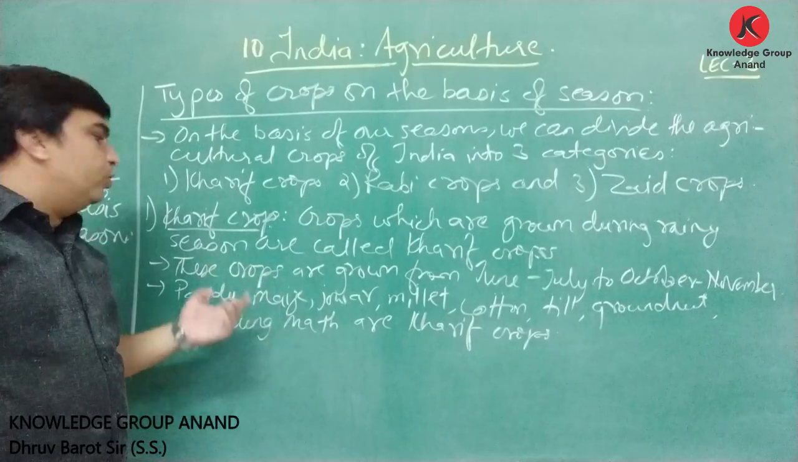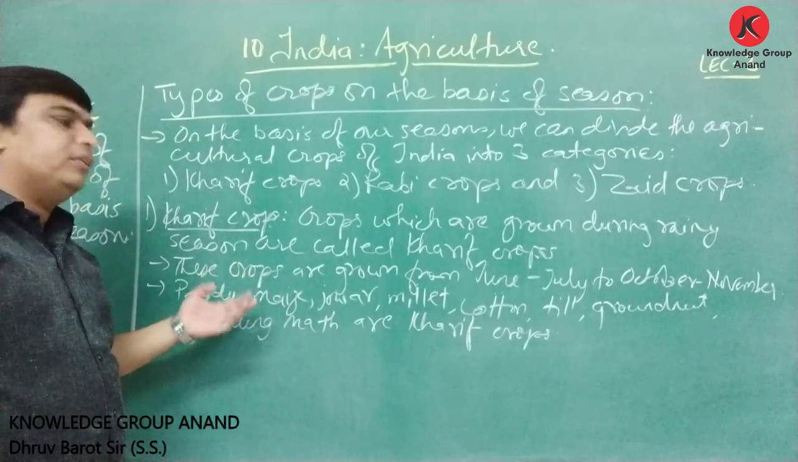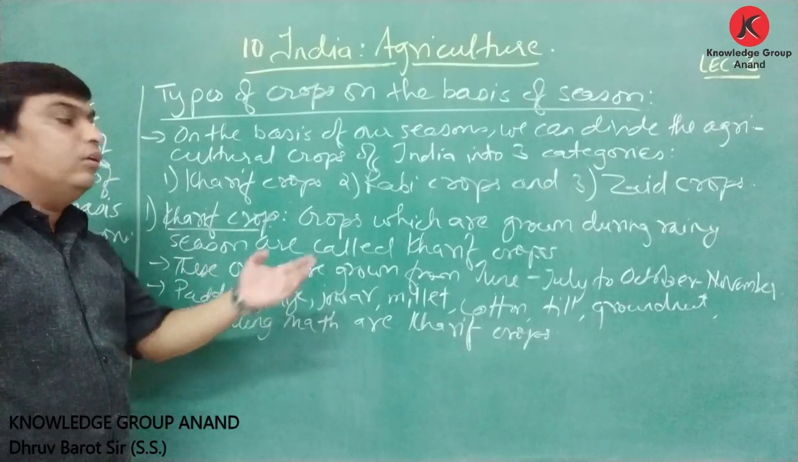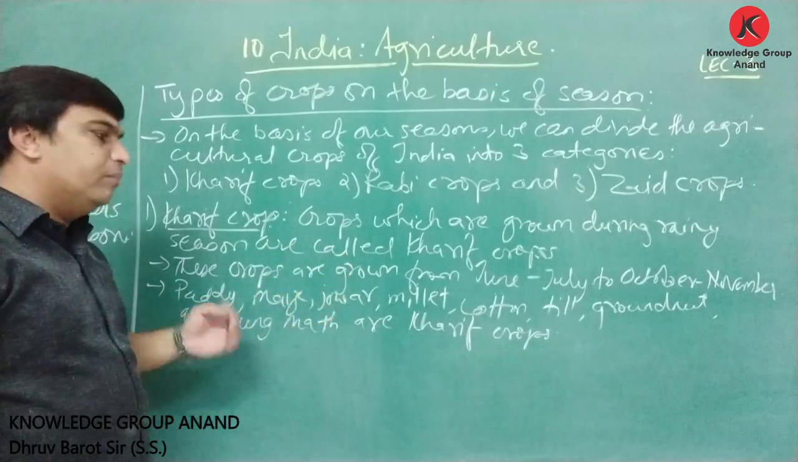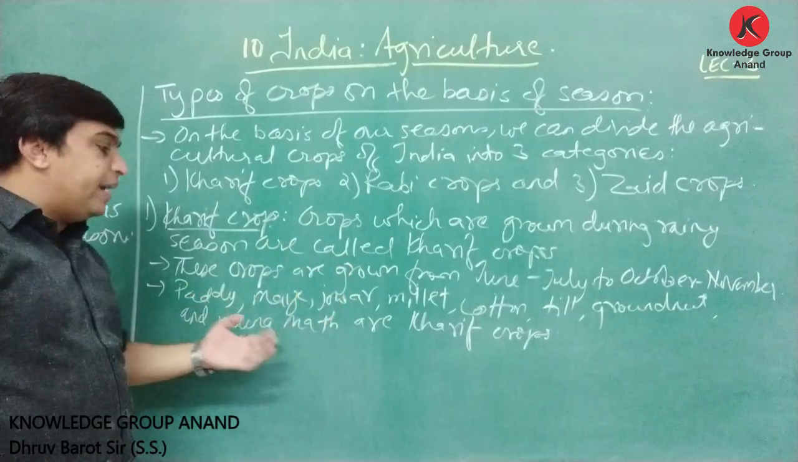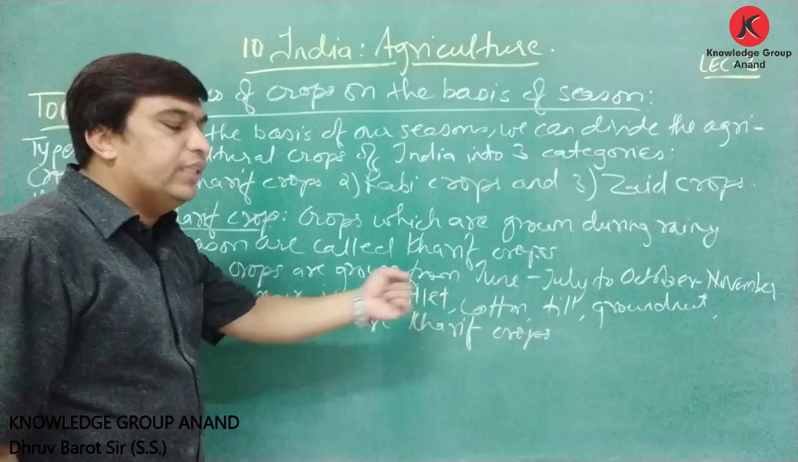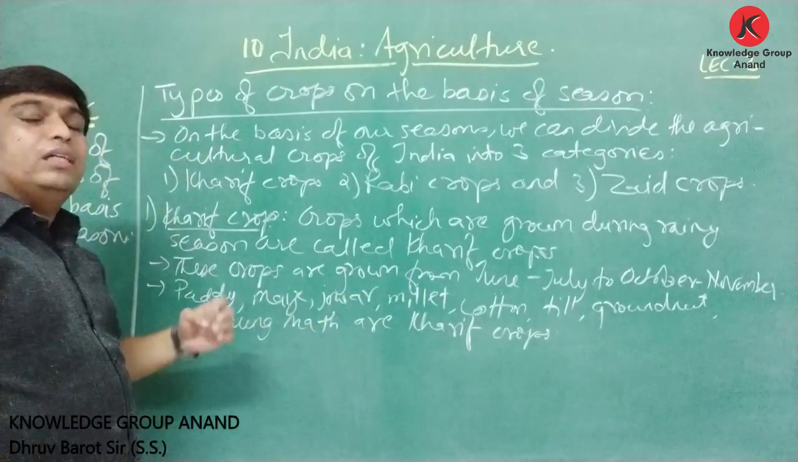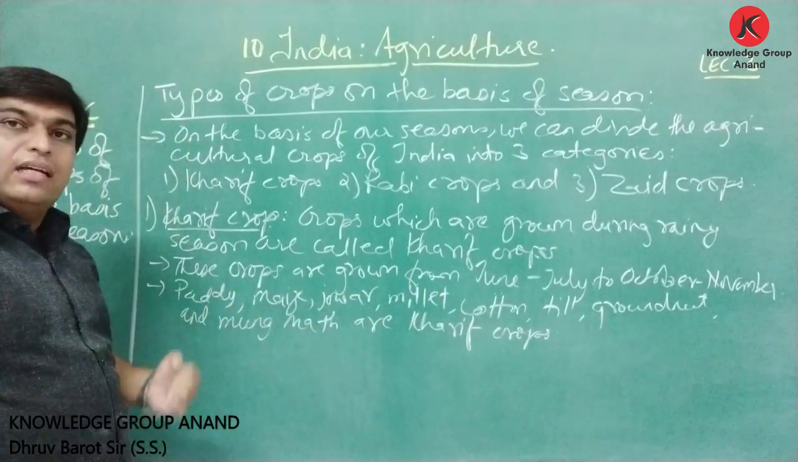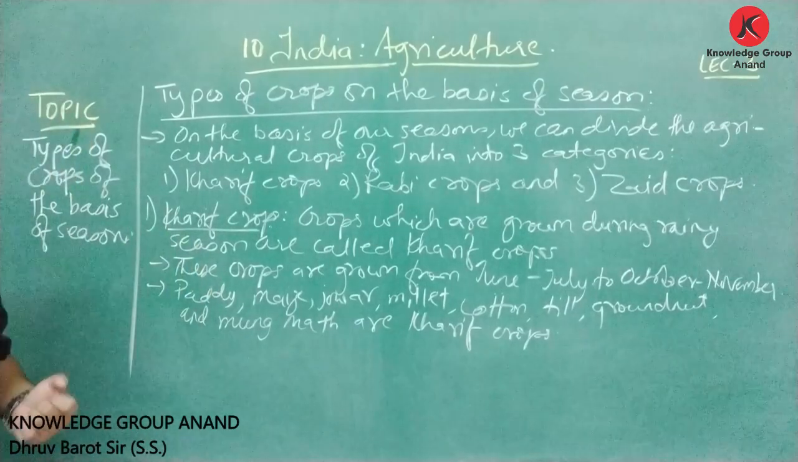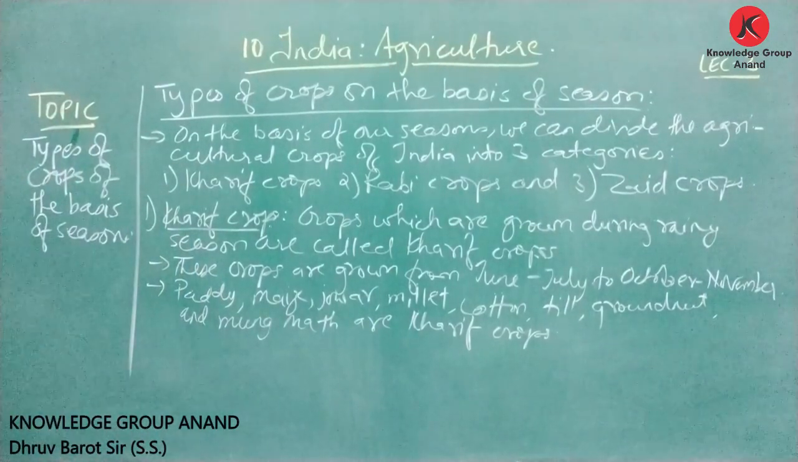Friends, crops which are grown during the rainy season are called Kharif crops, mostly grown from the month of June, July to October, November, and crops like paddy, maize, jowar, millet, cotton, til, groundnut, mung are considered Kharif crops. Now let us understand about Rabi crops.